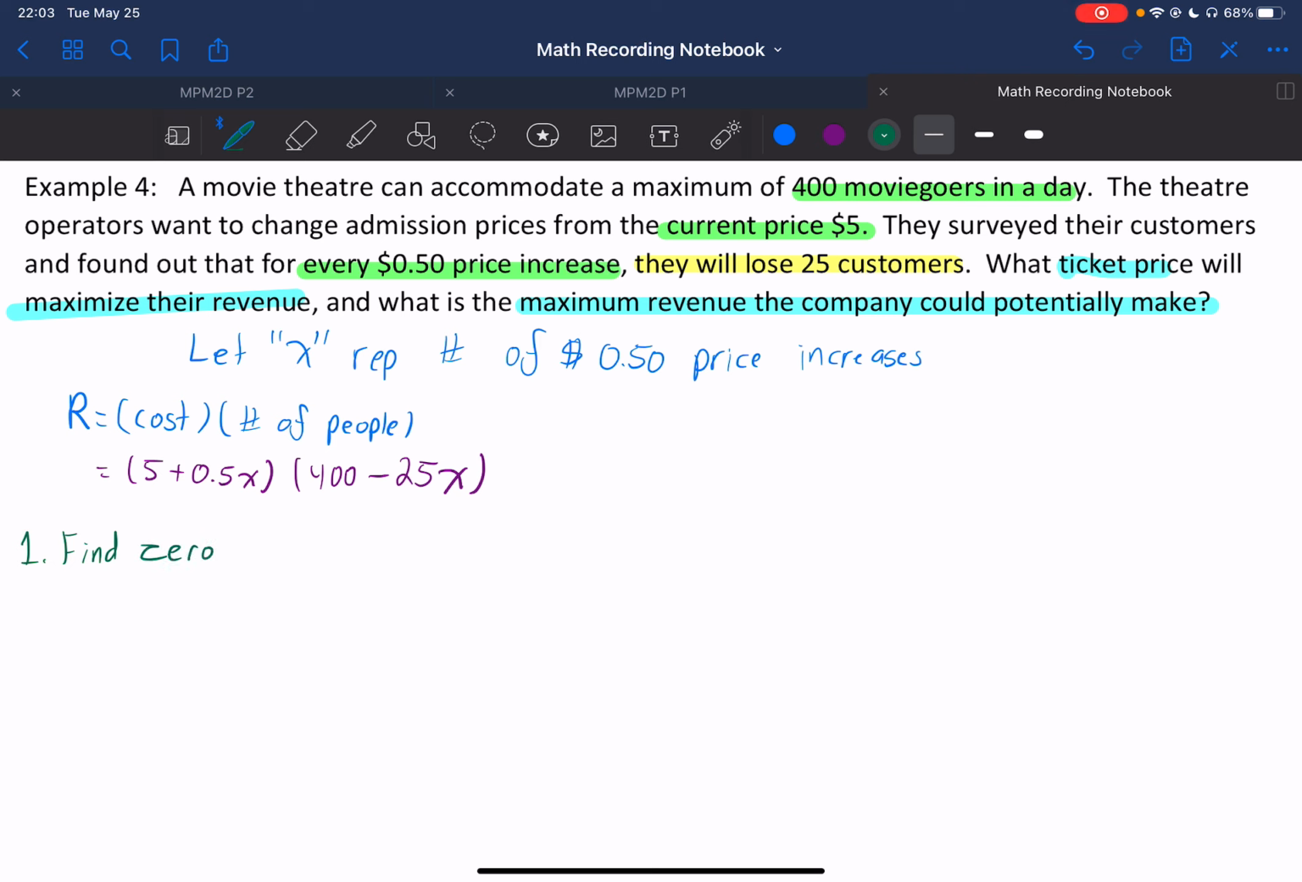How we find our zeros doesn't change with this. We're going to make the bracket equal to 0, and then we're going to solve for x. If we're looking at the first one, we're going to look at the cost bracket first. So 0 equals 5 plus 0.5x. We're going to shove 5 to the other side, it becomes negative, and we get negative 5 equals 0.5x. Divide both sides by 0.5, and we're going to get x equaling negative 10.